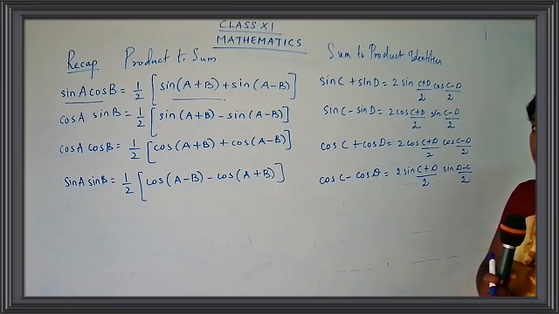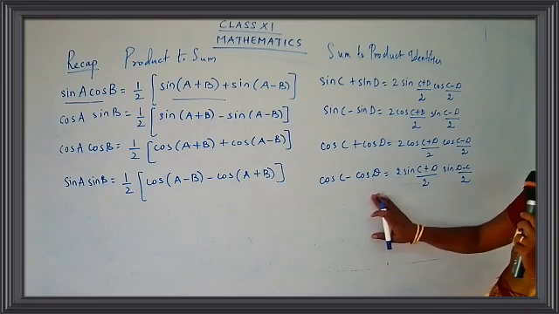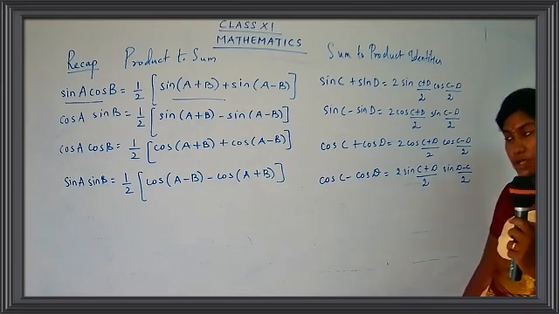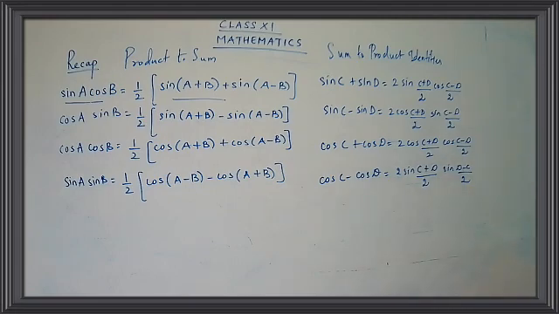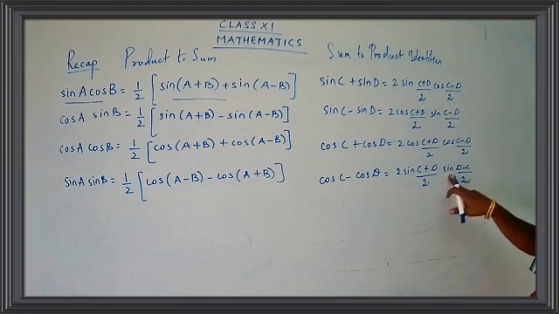We cannot proceed with the sum without knowing the formula. So you have to be thorough with the formulas. Okay, cos C minus cos D. What is the formula for cos C minus cos D? It's 2 sine (C plus D)/2 sine (D minus C)/2. So this is the formula.